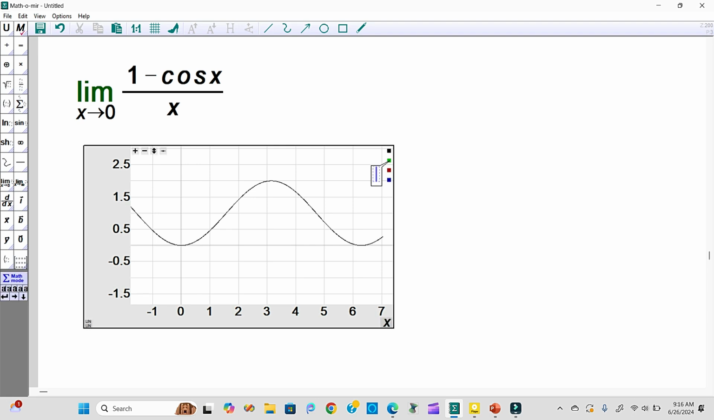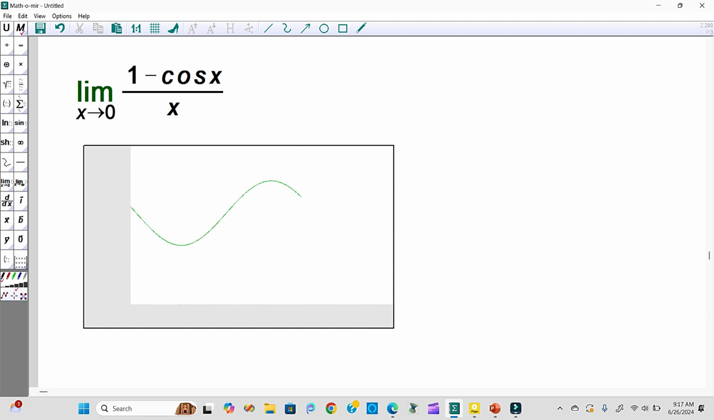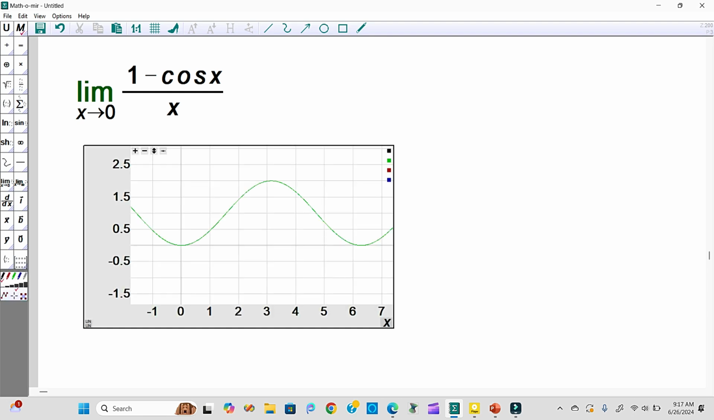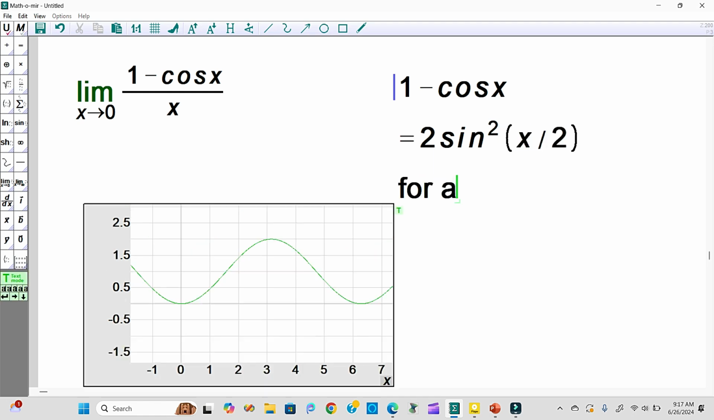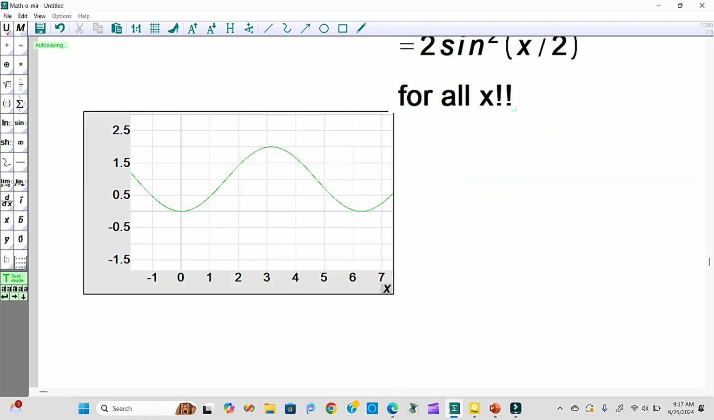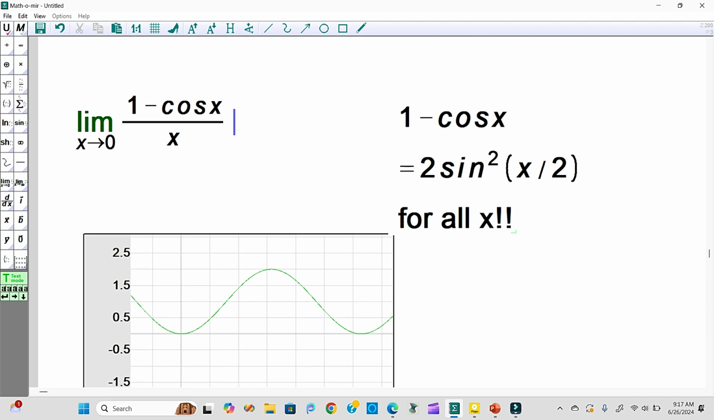And now we're going to do an identity for it that says 2 sine squared x over 2. So 2 sine squared x over 2. And notice that these two graphs overlap perfectly. That's kind of important because that means 1 minus cosine x is the same as 2 sine squared of x over 2 for all x. So why does this matter? Because it means the top can be replaced with this expression with sines.